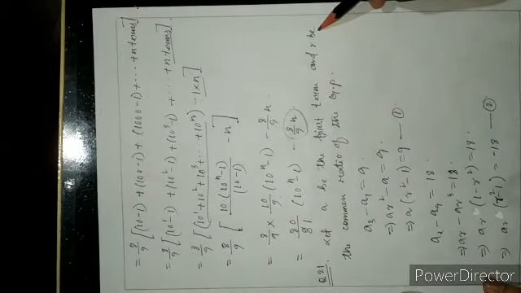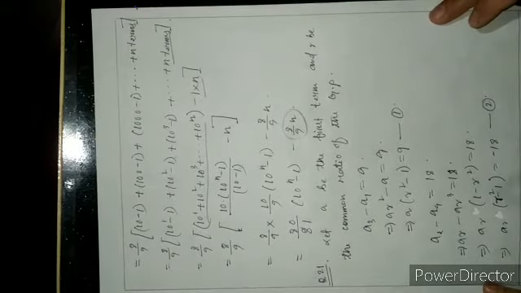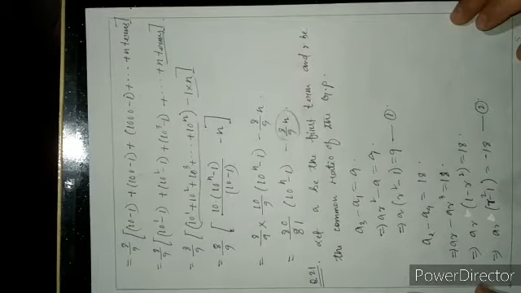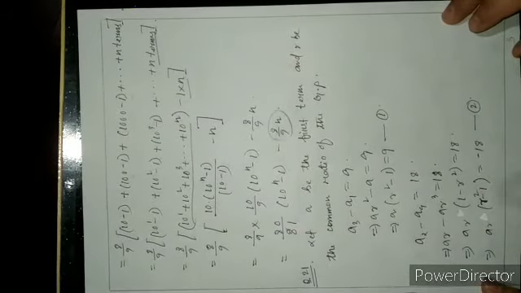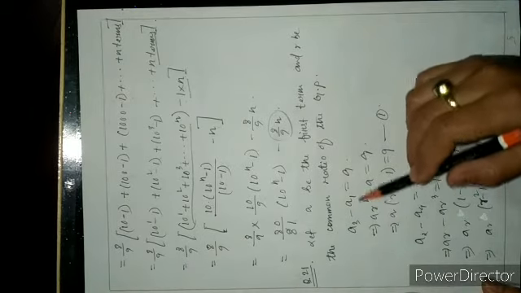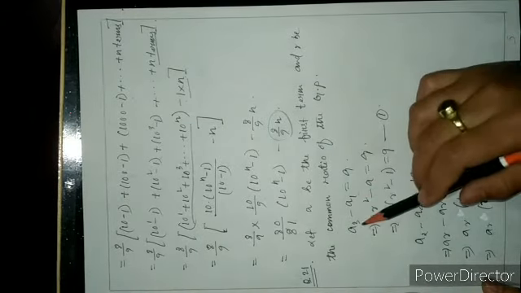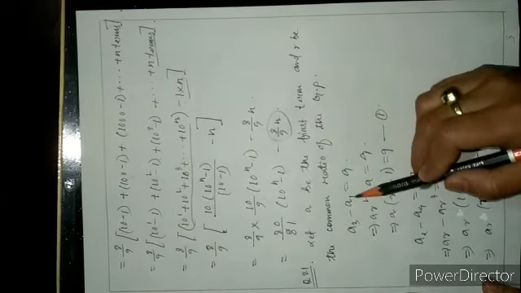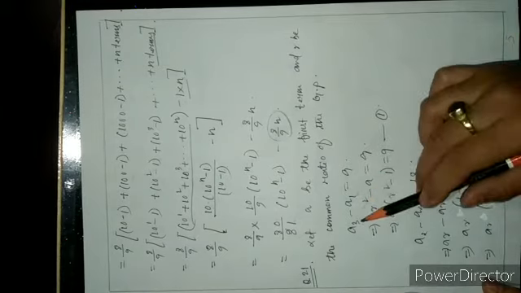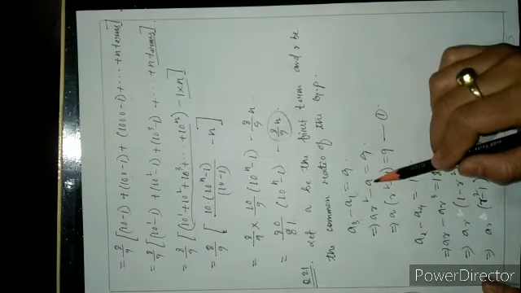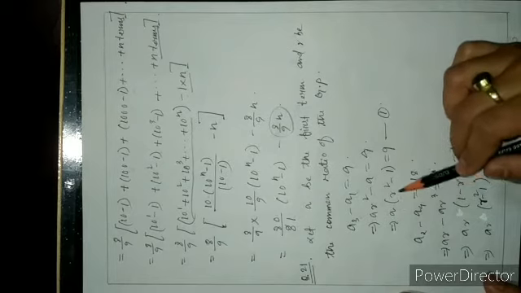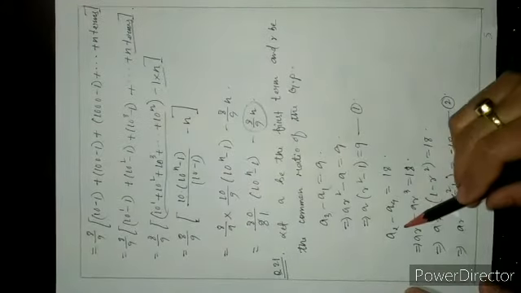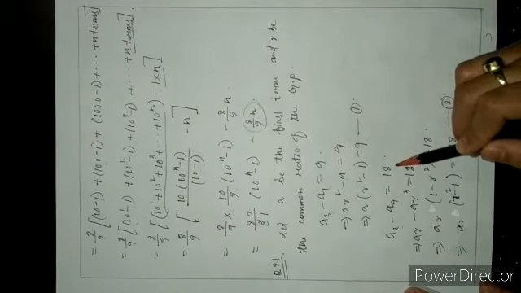Let a be the first term and r be the common ratio of the GP. It is given that the third term is greater than the first term by 9. The third term is ar square, minus a equals 9. Taking a common: a times (r square minus 1) equals 9. This is equation number 1.